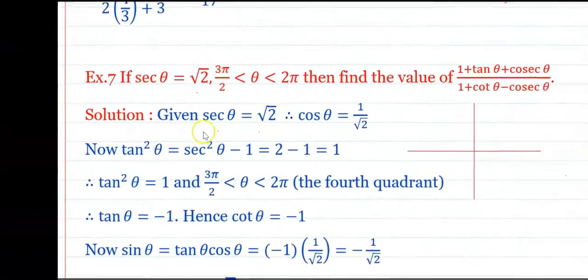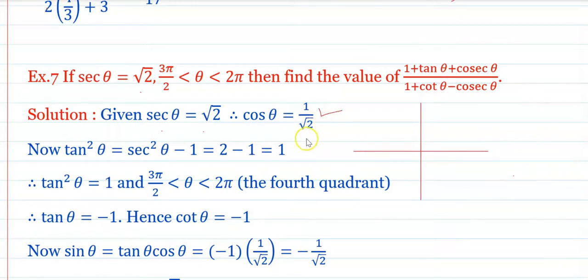Now from this sec we will get cos. Okay. And using this sec theta equal to root 2, we will find out the value of tan. Tan square theta is equal to sec square theta minus 1. This is the identity. What is the sec? Sec theta is root 2. What is the square of root 2? It is 2 minus 1, and that is equal to 1.